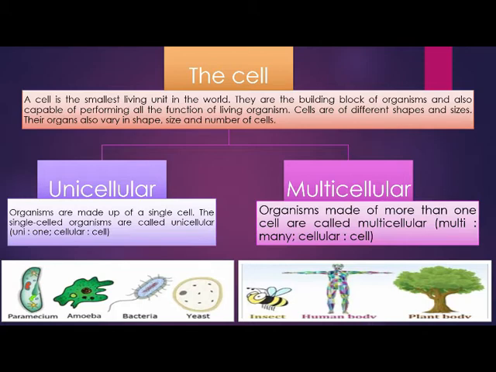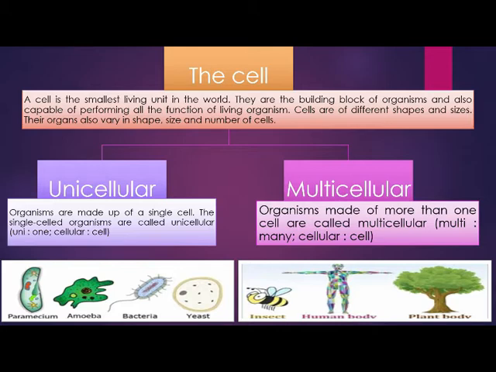Cells are of different shapes and sizes. Organisms also vary in shape, size and number of cells. On the basis of the number of cells, we can divide organisms into two types, unicellular and multicellular. Uni means one and multi means many. Organisms that are made up of a single cell are known as unicellular organisms. Multicellular organisms are made up of more than one cell.